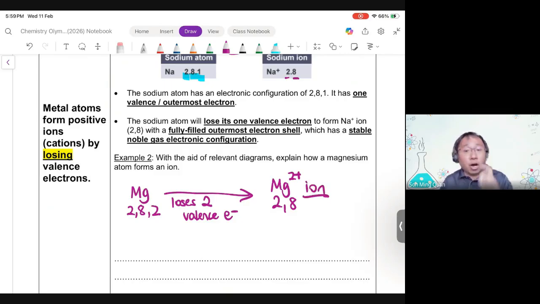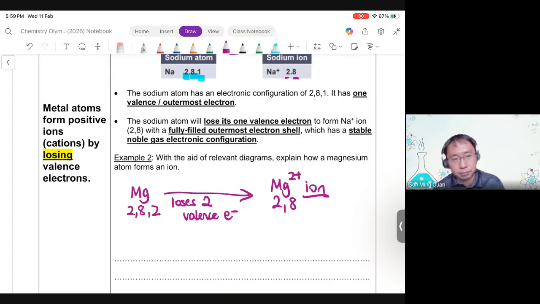So what is an ion? An ion is a charged particle. It must have charge. An ion is a charged particle formed by losing or gaining valence electrons. In this case of magnesium, magnesium loses 2 valence electrons, therefore it forms the Mg2+ ion.